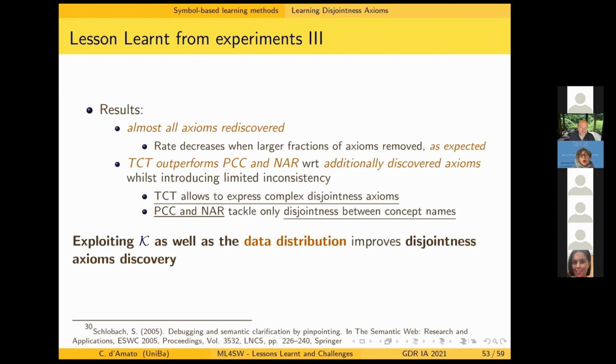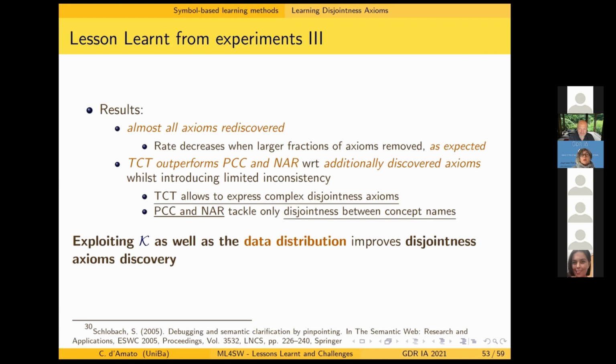And what we found out, again, is that both the solution based on terminological cluster trees, but also the other solution grounded on the purely statistical approach, are able to rediscover the removed axioms. And of course, the performance decreases when a larger fraction of the axioms are removed. That is the case of removing 70% of the axioms.